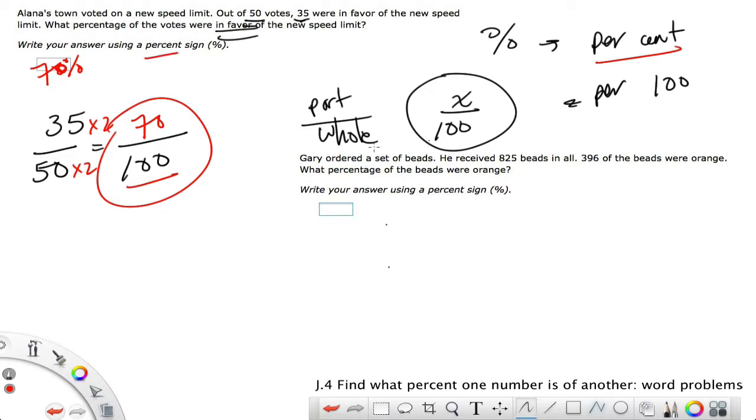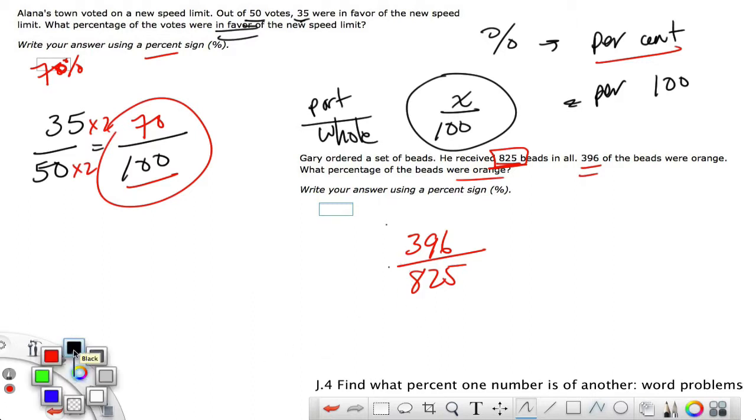So let's do a few more. We have some beads. Here's the total, 825 beads. In this case, 396 were orange. What percentage of these were orange? So we have 396. This is a little bit harder because it's just simply a bigger number. But if I use my divisibility rules, I can see that they're both divisible by 3 to start. I know that because 9 plus 3 is 12, plus 6 is 18, and 18 is divisible by 3. 8 plus 2 is 10, plus 5 is 15, and that's divisible by 3. So we can divide both of these by 3.